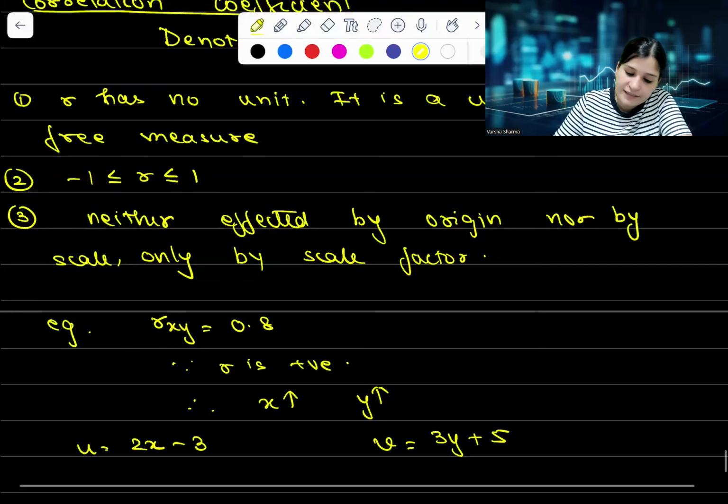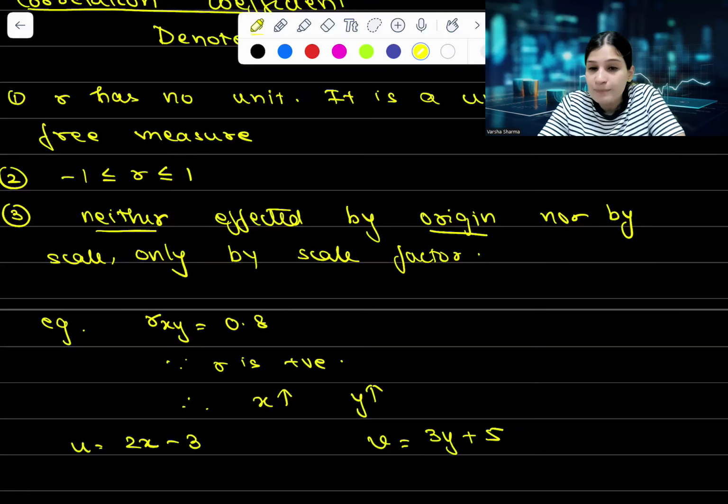So as I just said, it is not affected by origin. That means if I add or subtract something, it doesn't matter. Again, it is also not affected by scale. So if I multiplied 2 and I multiplied 3, it doesn't matter. What matters is scale factor. That means the sign. So I multiplied X by a positive number, multiplied or divided, whatever. In our case, I have multiplied X by a positive number, and I've also multiplied Y with a positive number.